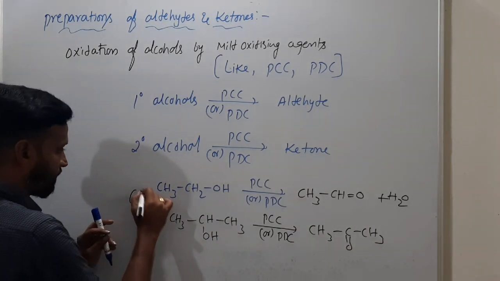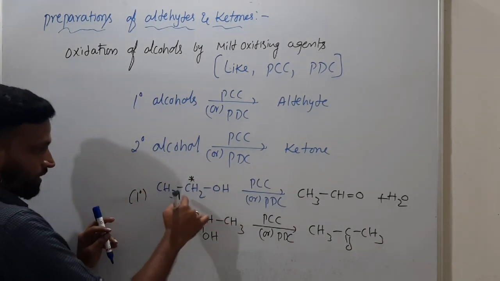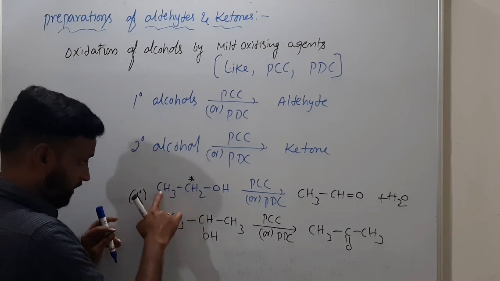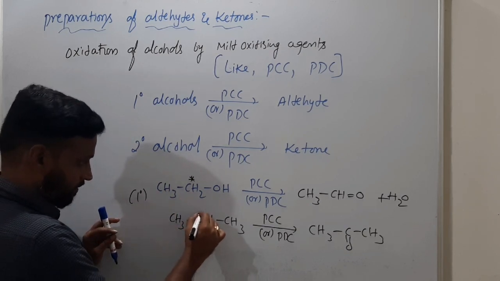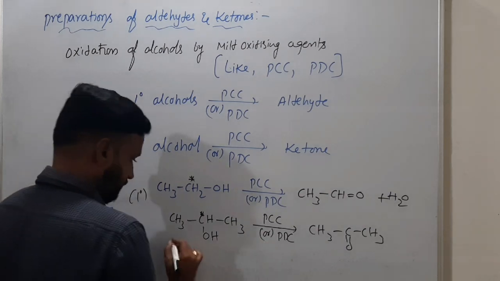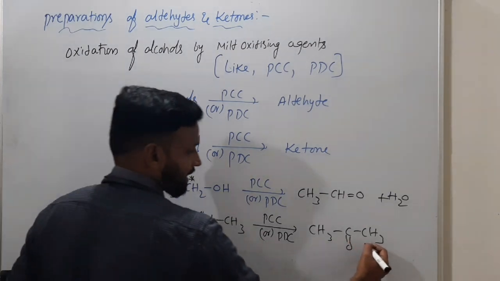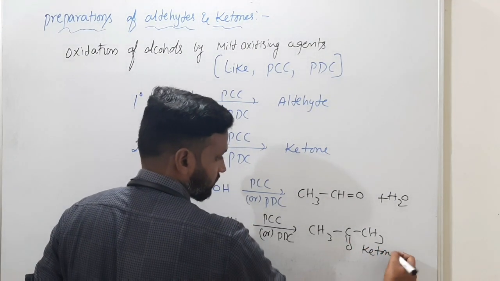This is primary because the OH is attached to a primary carbon. This carbon is attached to one carbon, and this carbon is attached to two carbons. So this one is secondary. Secondary gives ketone.